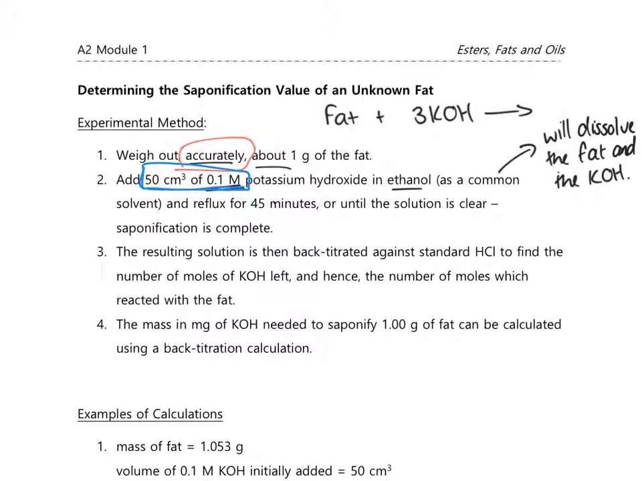So what could I titrate the excess potassium hydroxide against? Hydrochloric acid or sulfuric acid or whatever type of acid you like. Hydrochloric acid is the easiest because you get a 1-to-1 ratio. So that solution I'm titrating against hydrochloric acid. That tells me how much potassium hydroxide didn't react with my fat, and then I do a back titration calculation to work out how much did react by doing initial minus what didn't react. Right, let's do an example.